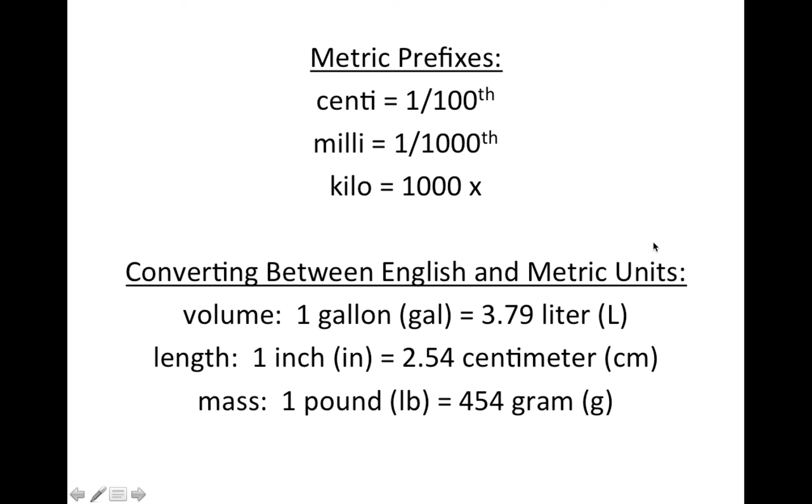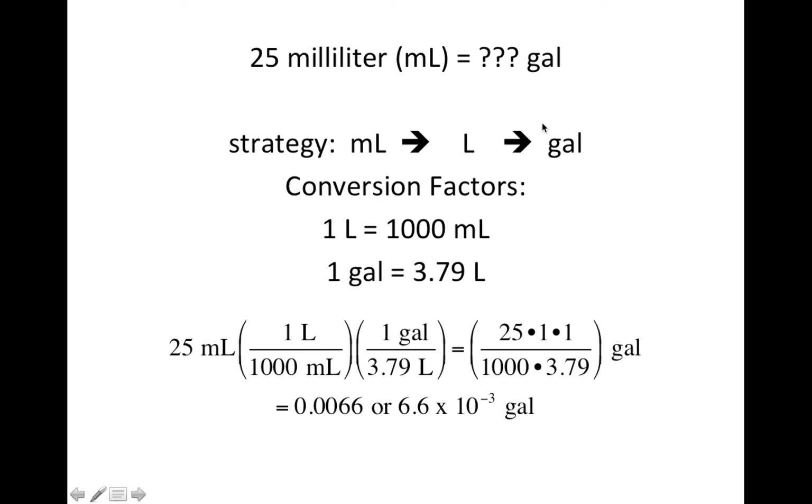Before I go on to a couple more practice examples, let me mention there's common metric prefixes you might see quite often. Centi, milli, and kilo. So centi means 1/100th, milli 1/1000th, and kilo means 1,000 times whatever your unit is. So you can use those to scale a unit up and down. And then at the bottom are just some common English to metric conversions that we're going to see in the next few examples.